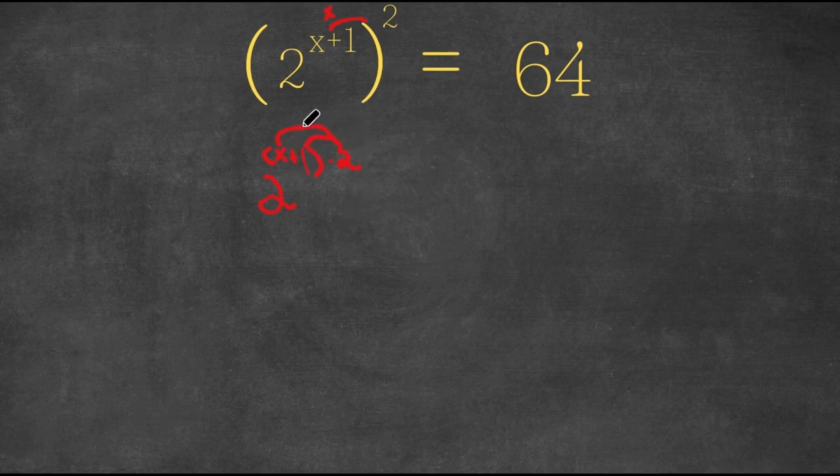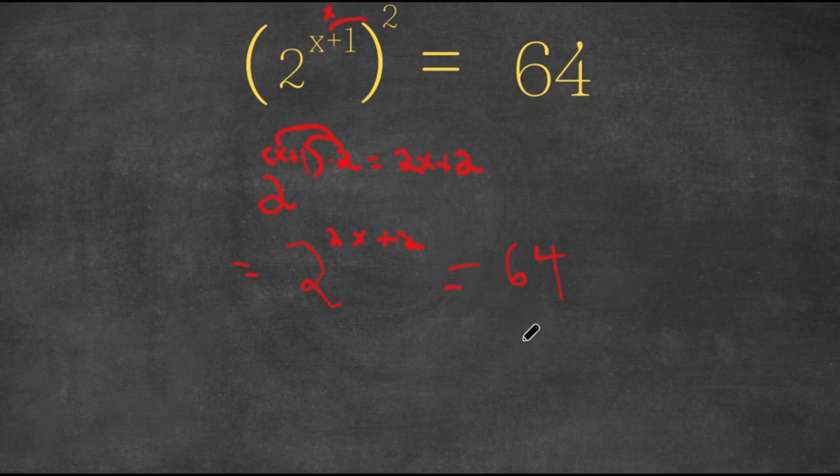So if we multiply 2 by x and 2 by 1, we get 2x, because 2 times x is 2x, plus 2 times 1 is simply 2. So this leaves us with 2 to the power of 2x plus 2. And this equals 64 still, right?